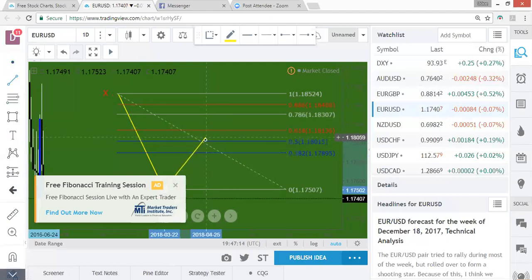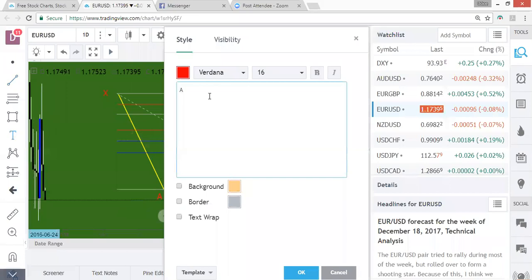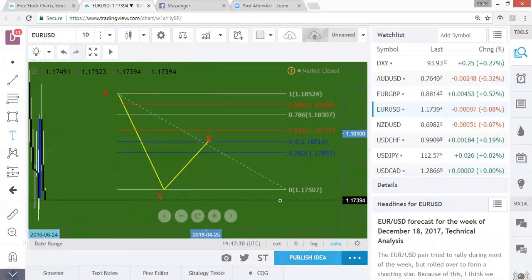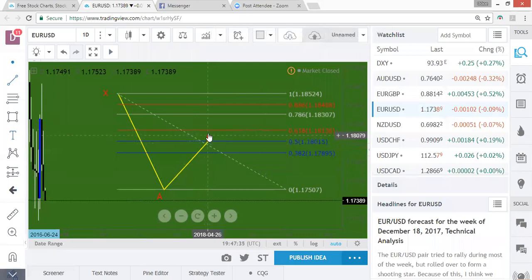So the B leg is pretty simple. We got to hit this 50. Can't close below, can't touch the 618. So boom. Our B move has to hit the 50%. Can't close below, can't go above the 618. We have a valid B move.